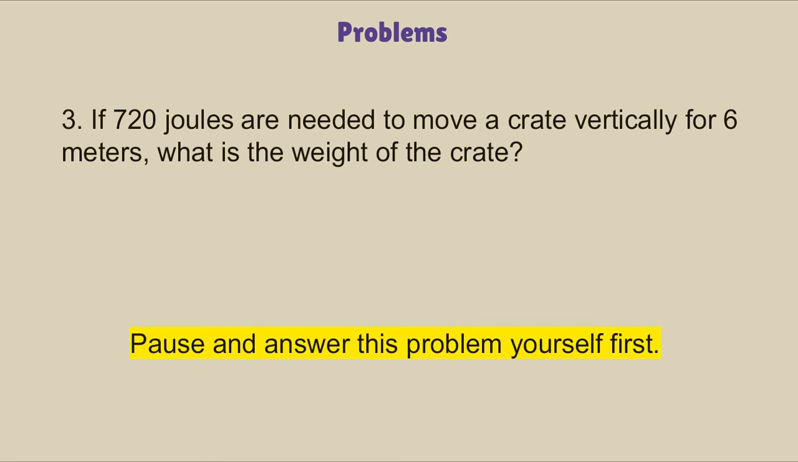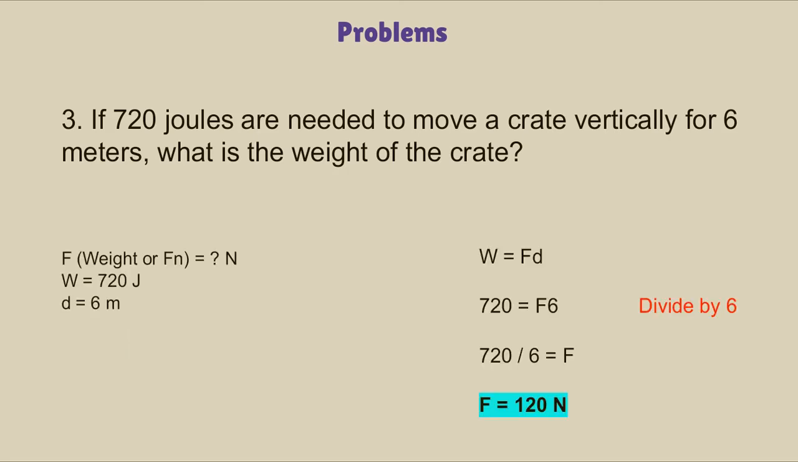Remember that weight is a force, and essentially it's Fn, so we're really solving for force. So F, or weight, is our unknown variable with the units of newtons. Work is 720 joules. Again, they didn't specifically mention work. You just got to figure that out from the units. And the distance and displacement was 6 meters.